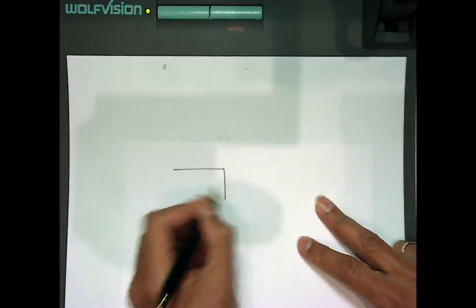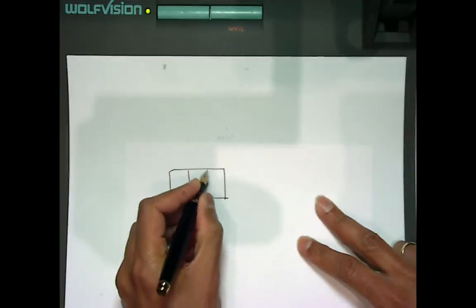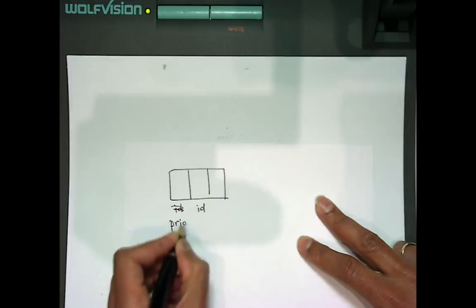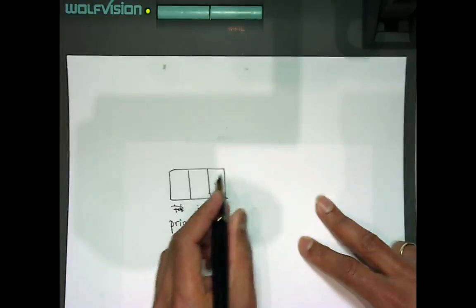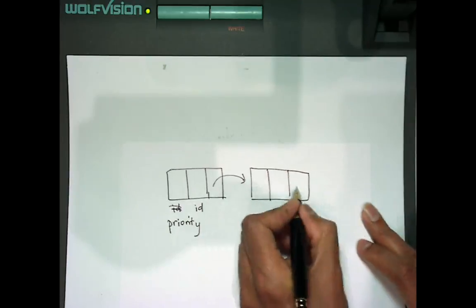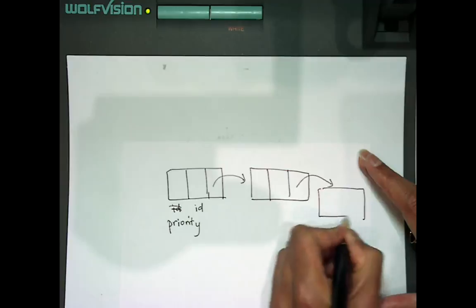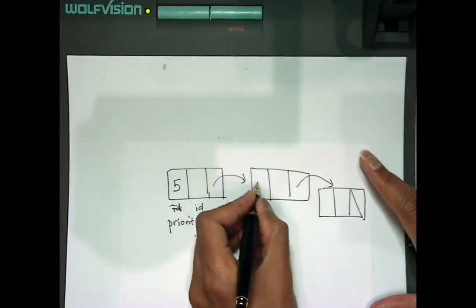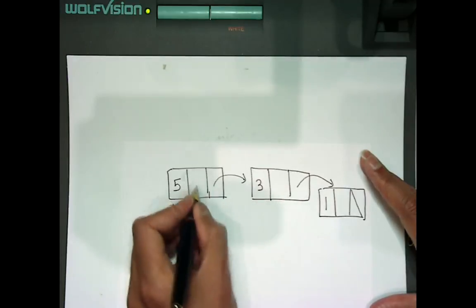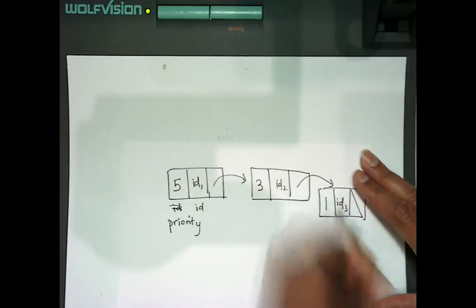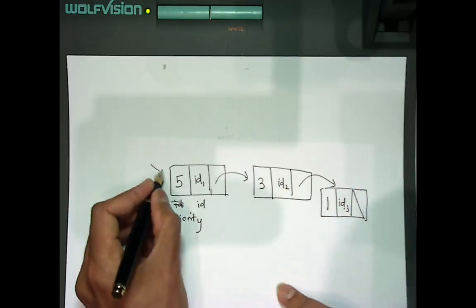So let me show you an example of that. Let me think of my node having an ID, let me put the ID here, and this is the priority. And this is, of course, my pointer to the next job. So my priority here might be 5, 3, 1, and the job ID is, I don't know, some ID 1, ID 2, some ID 3, right? And the head points here.